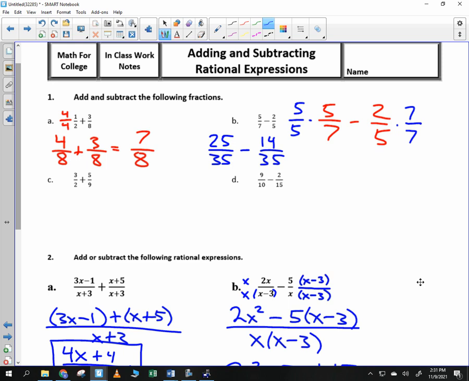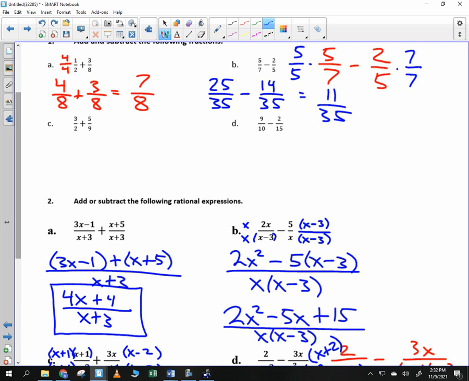What do you get? 11 over 35. Least common multiple between 2 and 9. Yeah, so you're going to multiply the top and bottom by 9 and the top and bottom by 2. So we get 27 over 18 plus 10 over 18. Grand total of 37 over 18.